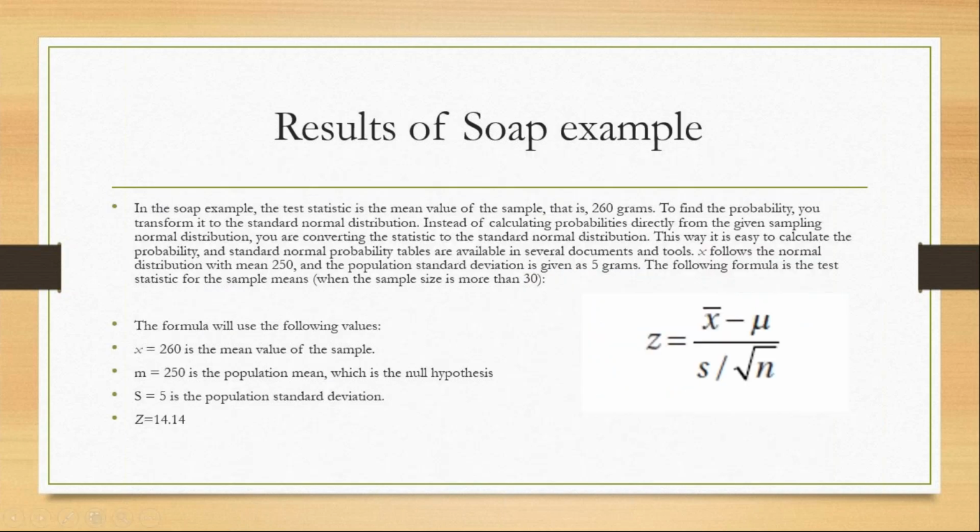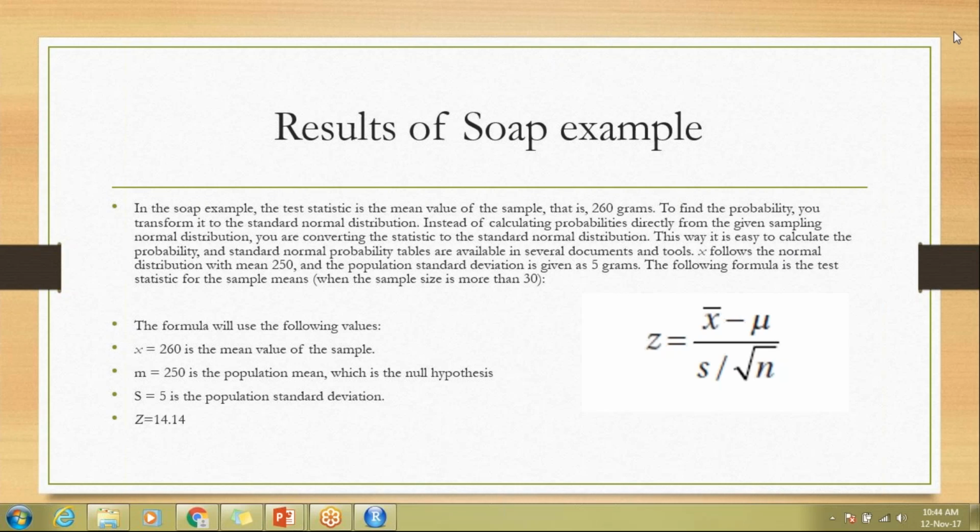So taking this soap example, getting back to the soap example that we were discussing. Here my assumption is that my population has a mean of 250, with the claim that 260 could be the mean value of the sample that I have. So I'm conducting this Z test.